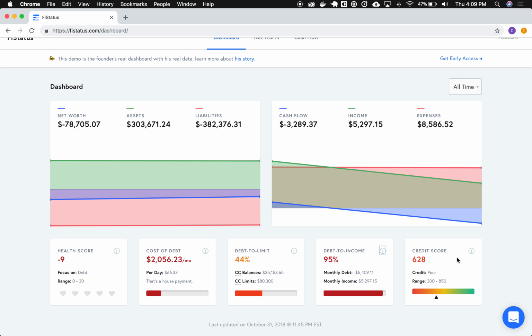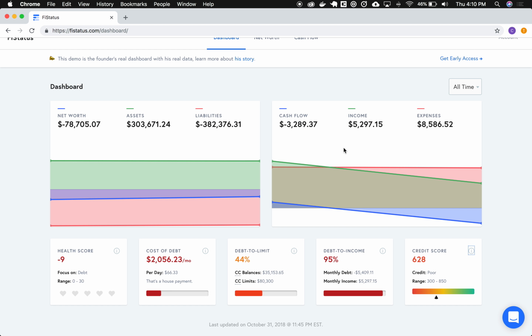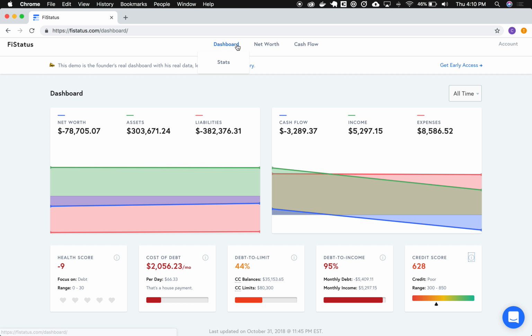And this is a credit score. Here you actually get 3 of them, and we'll talk about this in a second. But I take the median, and that's basically what they do when you go to get a mortgage. Lender companies are using the middle score. So either one of these, you can click on the title, or you can go up to the top here and click stats. They all go to the same thing.